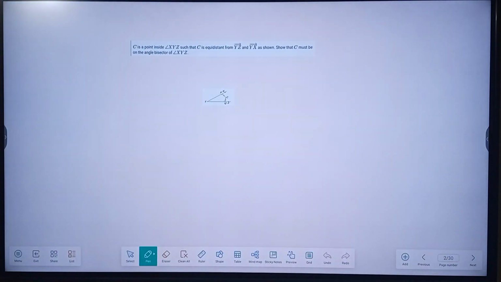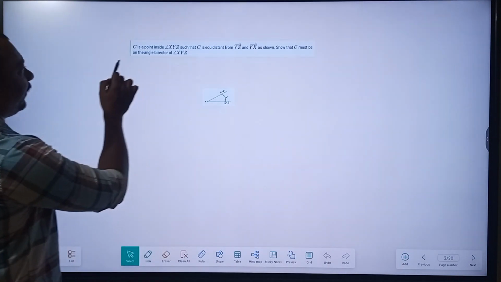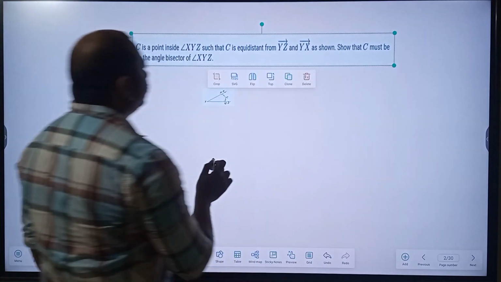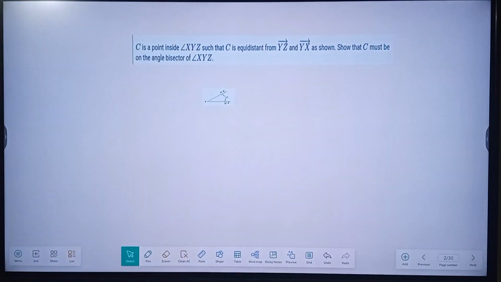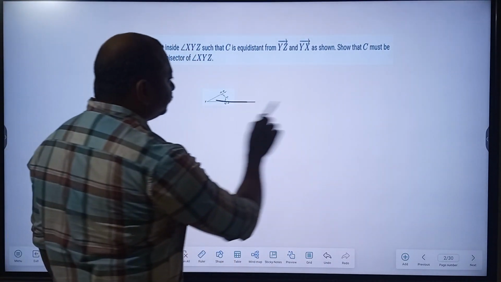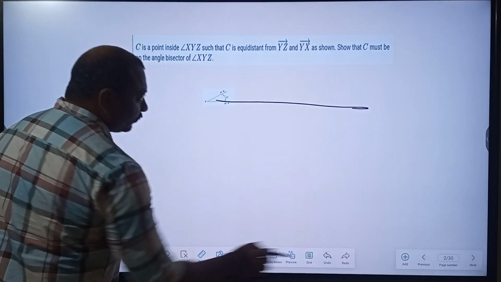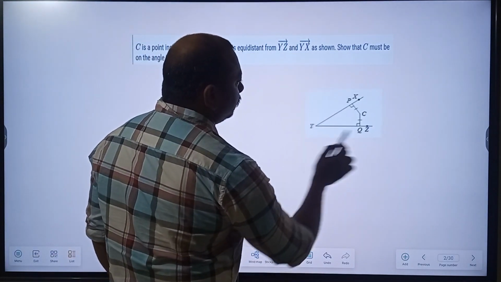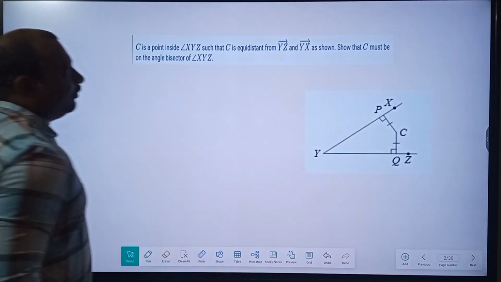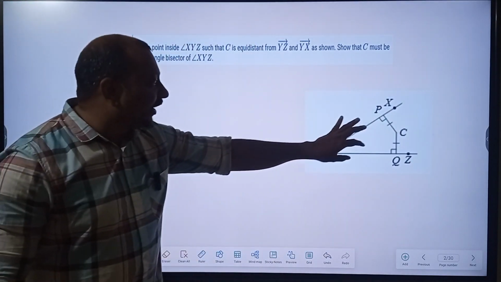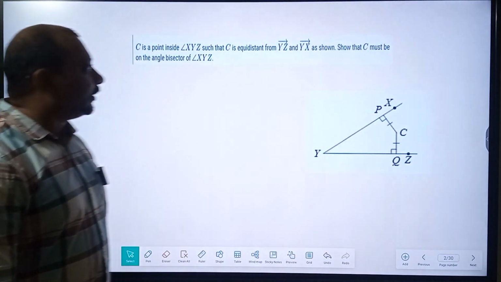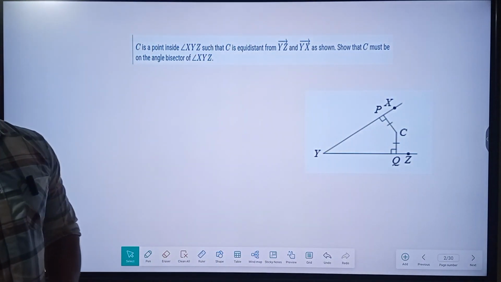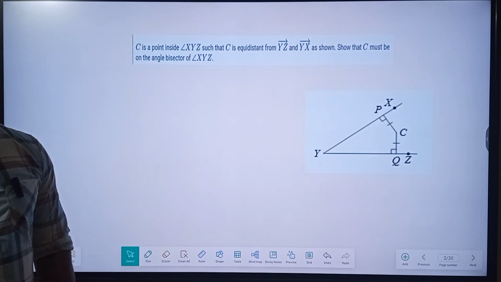C is a point inside the angle XYZ such that C is equidistant from YZ and YX, they have given. Equidistant from YX and YZ means the sides of that angle. So that C must be on the angle bisector of XYZ. C must be on the angle bisector of XYZ.